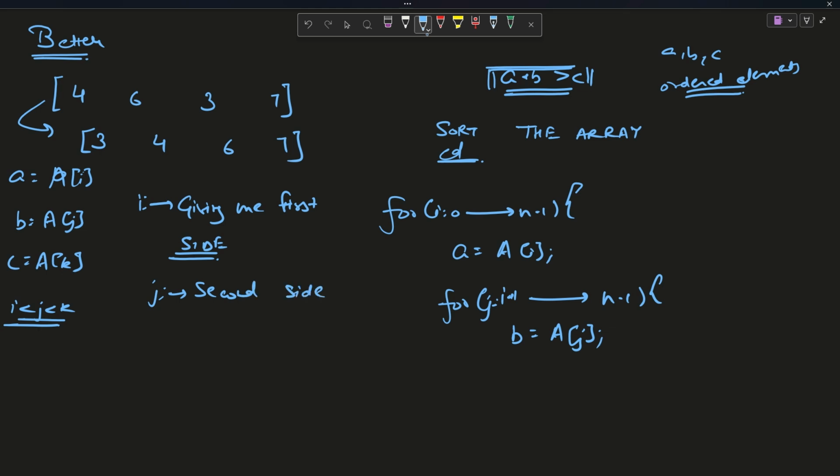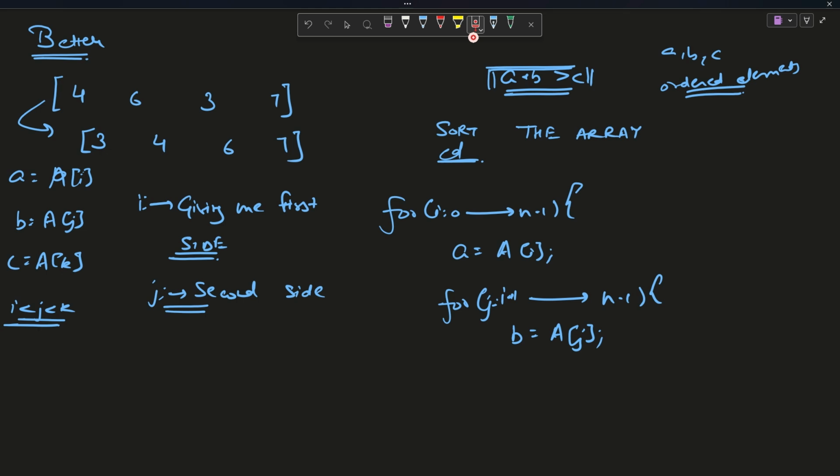Now in the brute force we were doing for k for the third side, and the complexity was going to O of n cube. We cannot repeat that because we want an optimized answer. What I'm trying to say is this array is sorted, and we want to hold the inequality that a plus b should be greater than c. That means we have to find all the pairs where a plus b is greater than c.